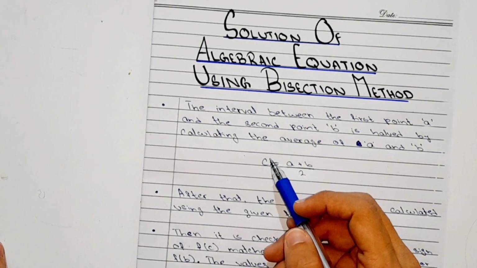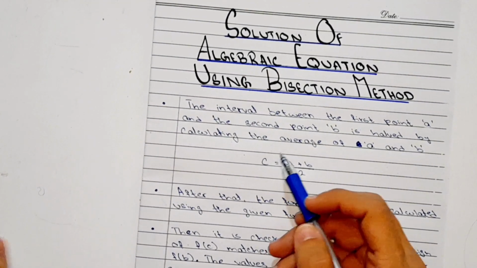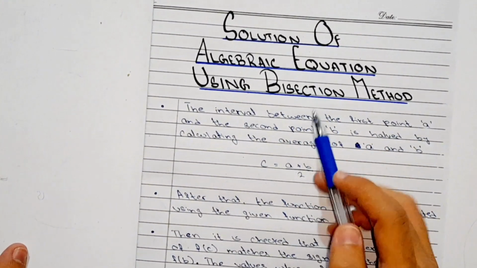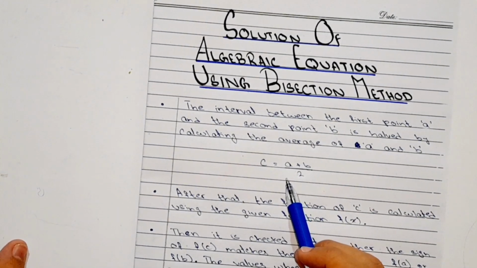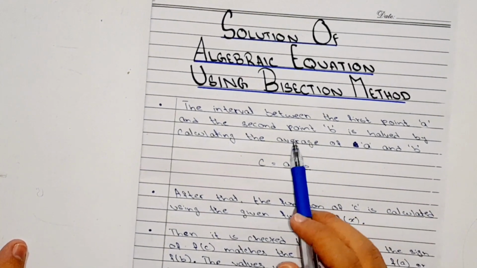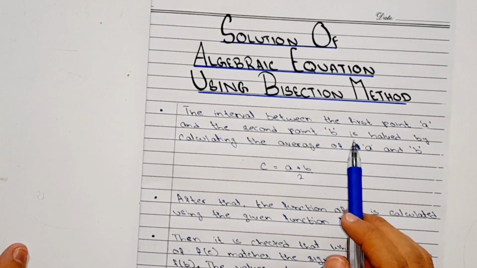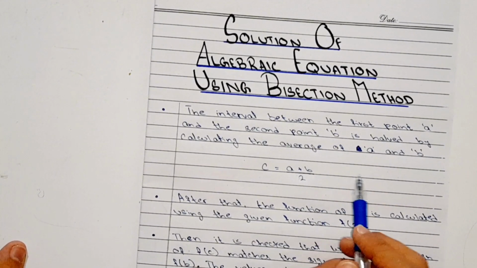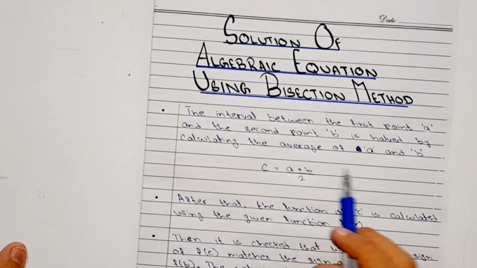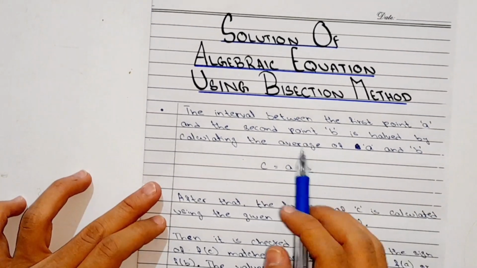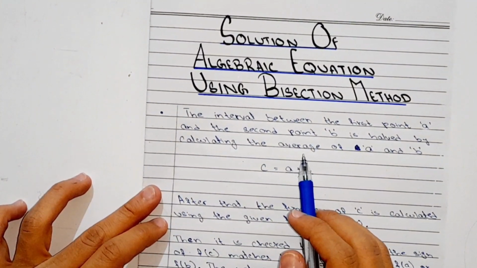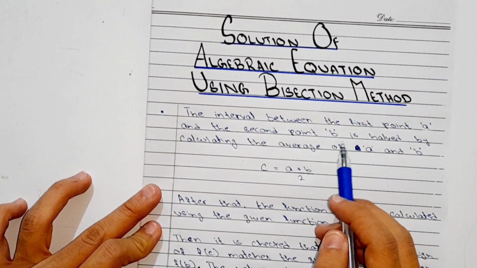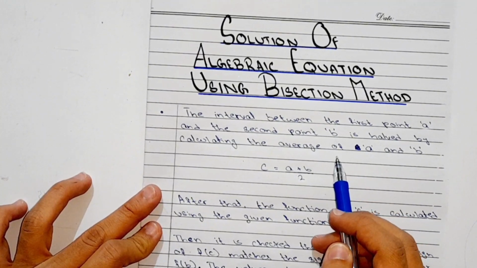So before beginning, let's understand what the bisection method really is. It is a method to find the solution of an algebraic equation by taking the average of the initial point and the second point. So let's consider 2 points A and B, or you can say x0 and x1. These 2 points are the points that we have taken to find the value of the root. So in this method, the root is found by finding the interval between the first point and the second point by halving it, by taking their average.